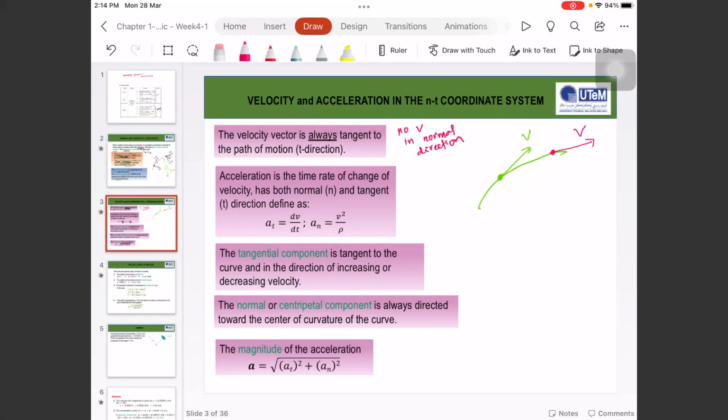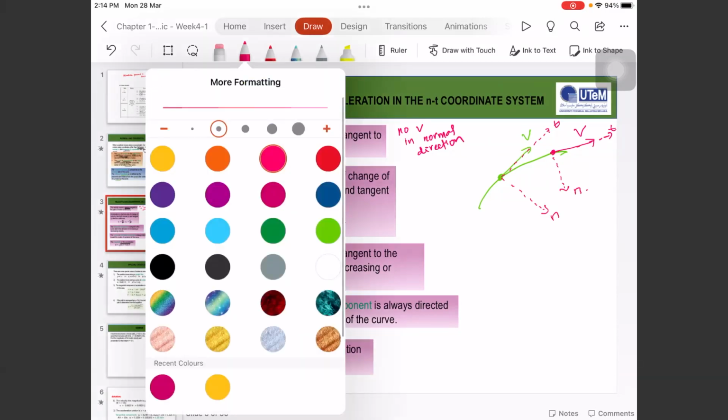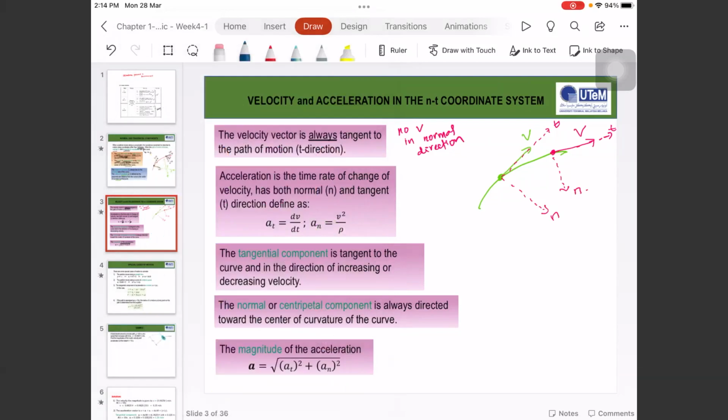So here is your t, and here is your n axis. Here is your tangent, and your velocity is always in one direction, the same direction as the tangent. So that is velocity. Okay, now we go into acceleration.